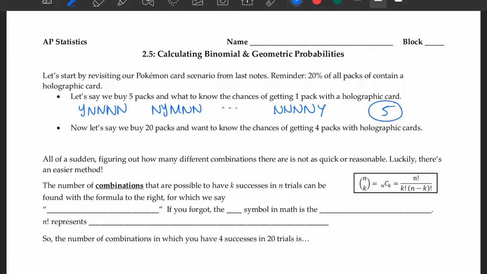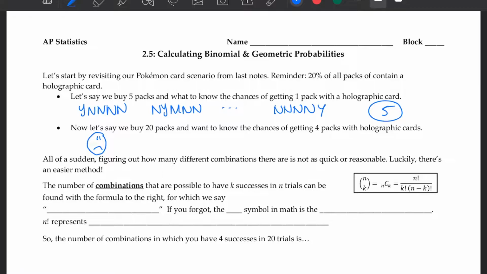What if I bought 20 packs and I'm interested in how many different ways can I get 4 packs that have holographic cards? Think about that for a little bit. Hopefully for that one, you immediately made a frowny face, because it's a lot to think about how many different ways you can get 4 from 20. It could be the first 4 packs. Or what if it's just the first 3, and then the 5th pack, the first 3 and the 6th pack, the first 3 and so on. You could see how this is going to be a lot of different combinations to work through, and it's probably going to take a little while.